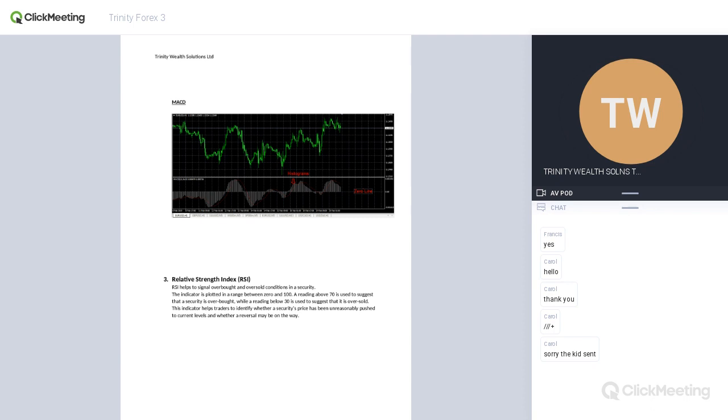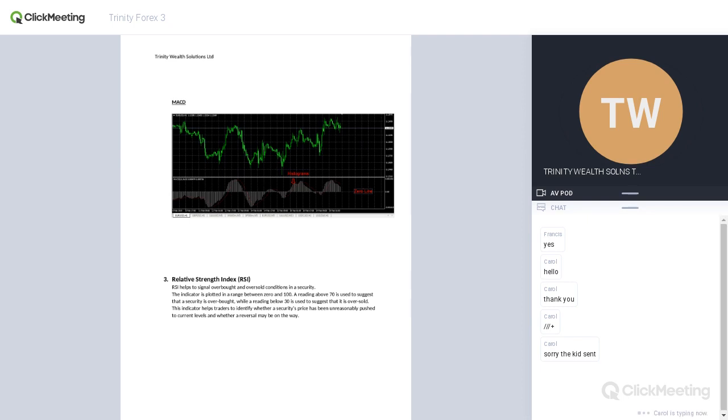Yes, so some of the indicators signal that the market or pair has gone too far. It has been overbought, which means it's likely to start going down anytime. Or it has been oversold, to mean the buyers could be coming in to push it up. So the indicator is plotted in a range between 0 and 100. A reading above 70 is used to suggest that a security is overbought, while a reading below 30 is used to suggest that it is oversold.